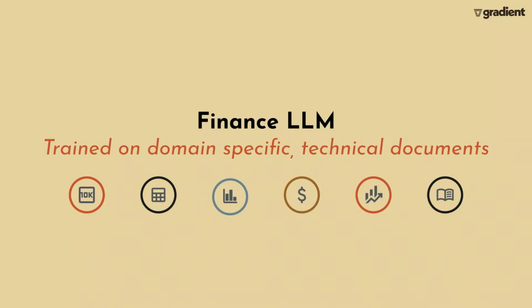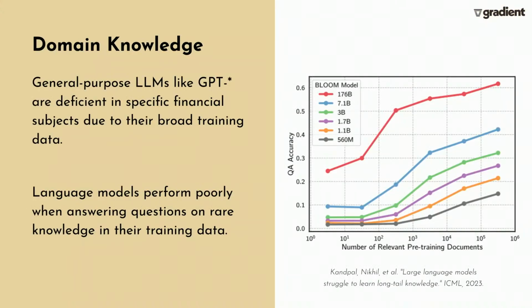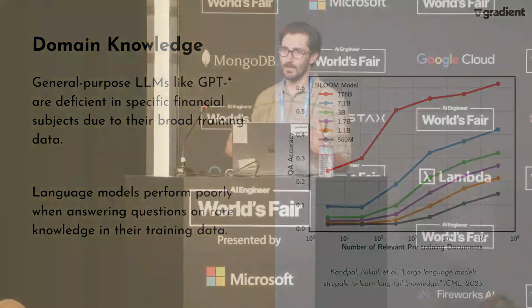So jumping right into it. The first one is the finance language model. You might be wondering why even have a domain-specific language model? Why is domain knowledge important? The reason is that your general-purpose language models, like the GPTs of the world, are trained on a very broad set of data. Broad, not deep, especially in more technical situations, like technical financial information.